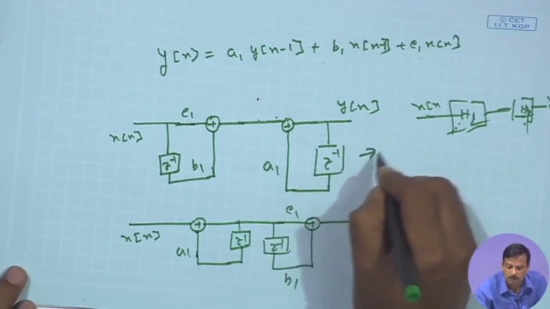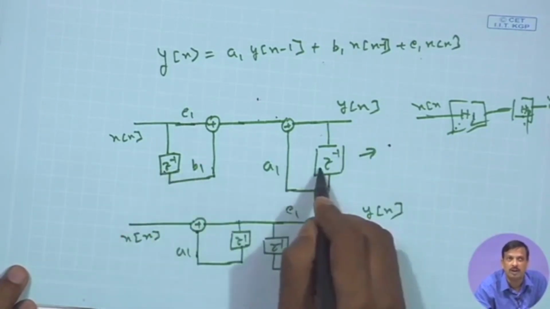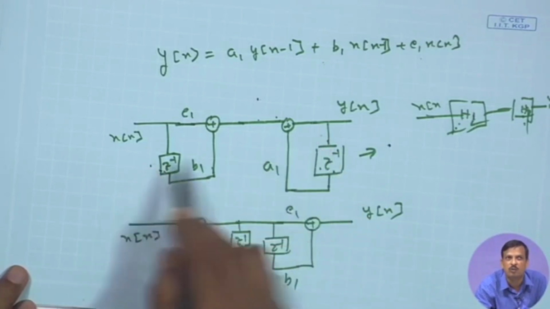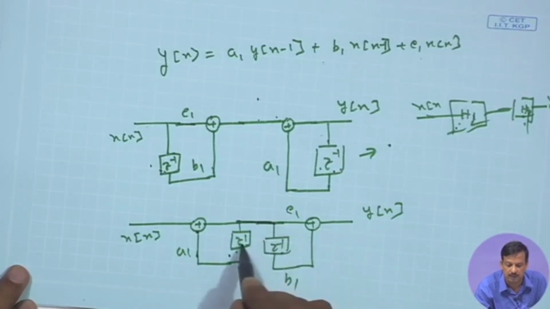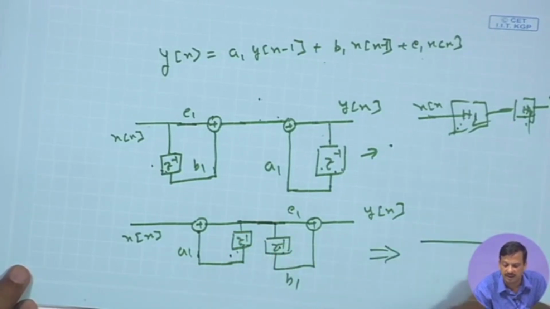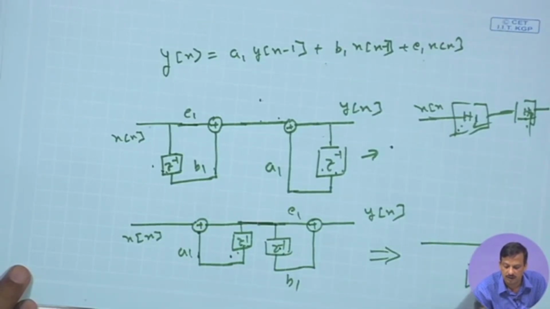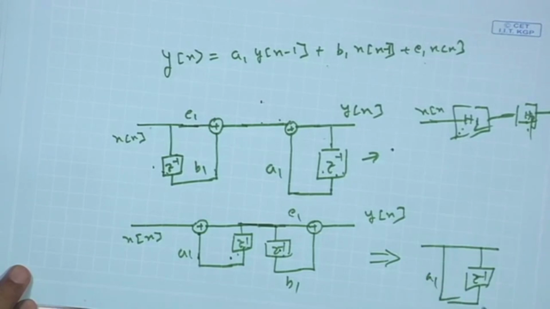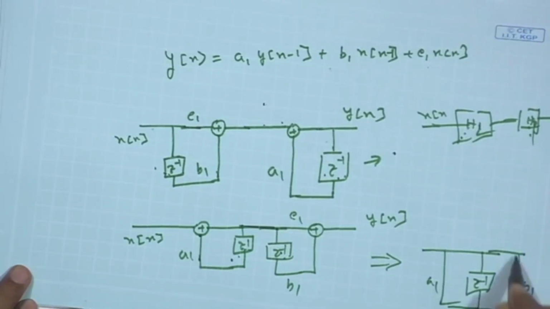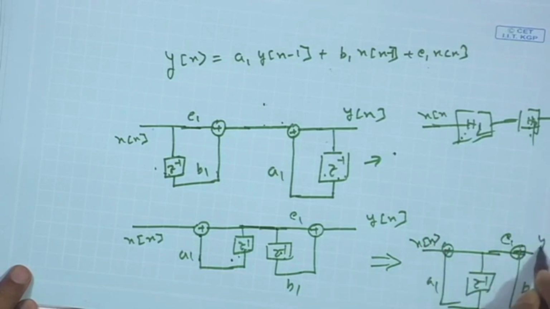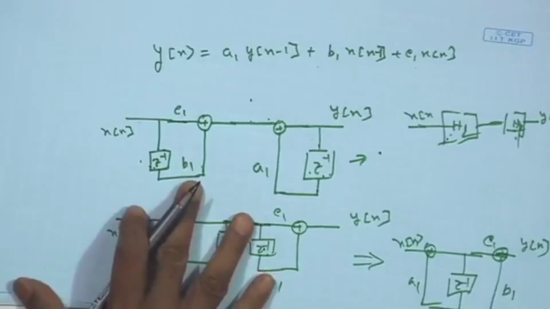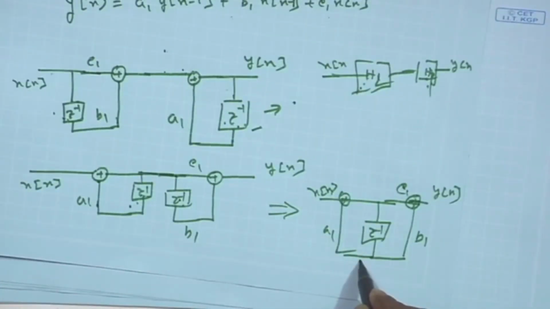This is called direct form 1, because it requires two memories: the input delay and output delay are separate. If I implement it this way, then the signal is the same. So, instead of two delays, I can replace them by a single delay, z to the power minus 1, multiplied by a 1 and by b 1, and c 1 will be there, with x n input and y n output. This is the advantage. This is called direct form 1 and this is called direct form 2 implementation.